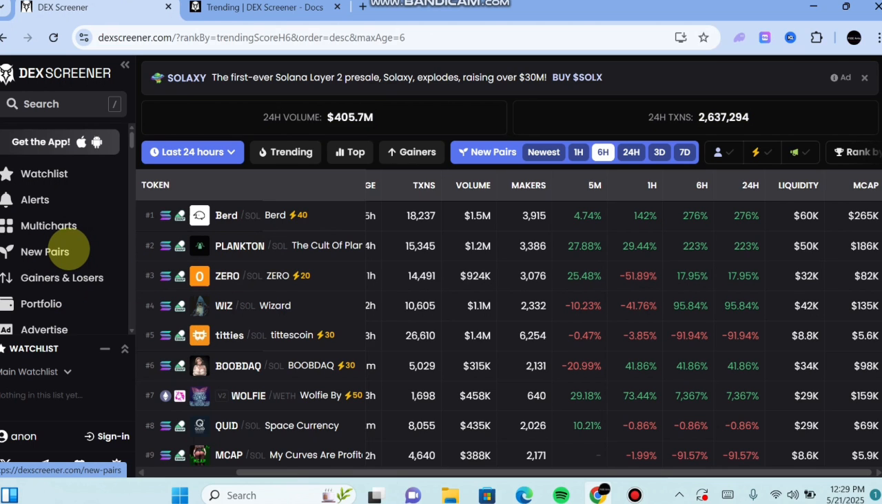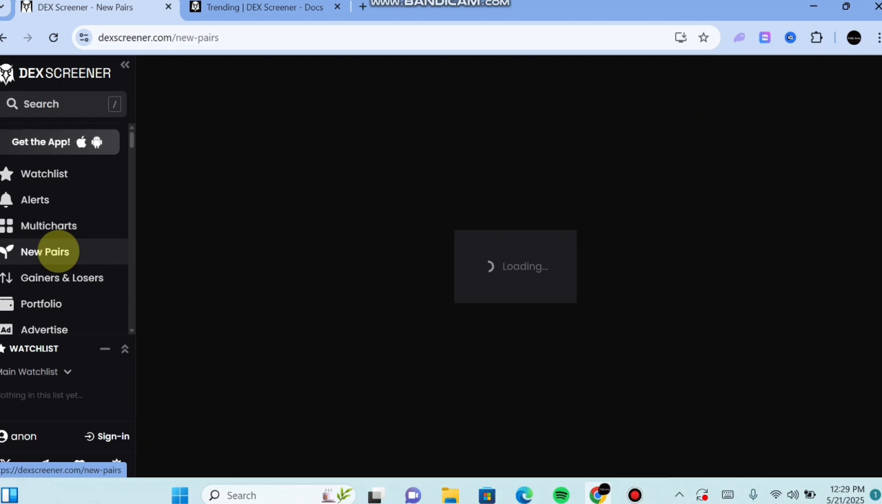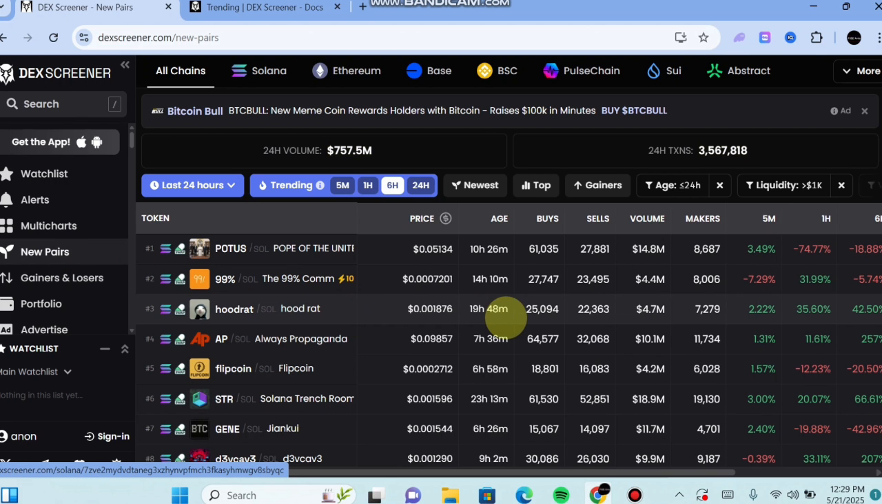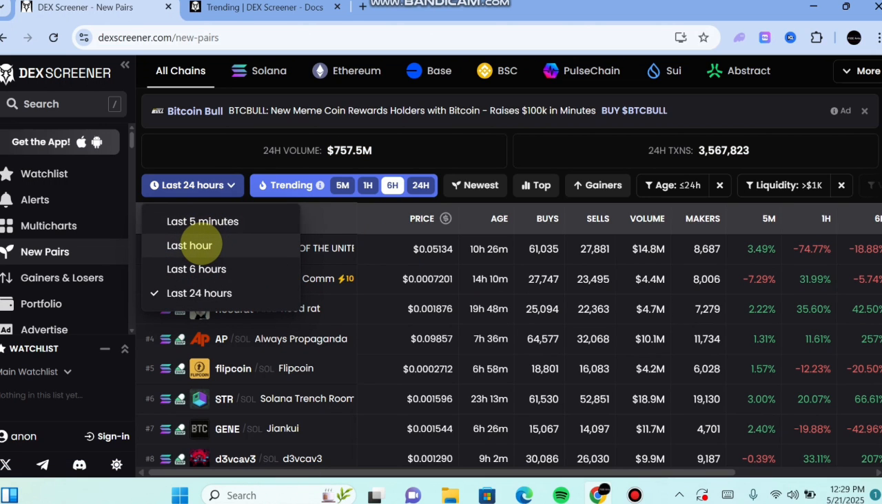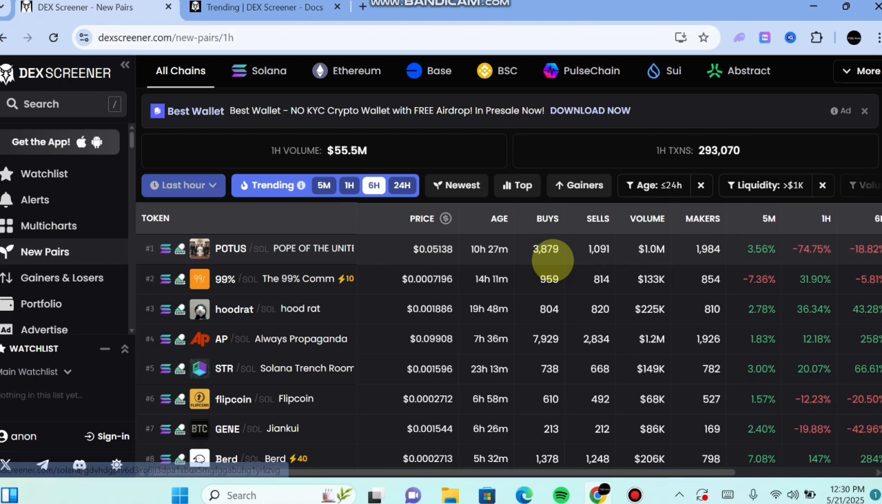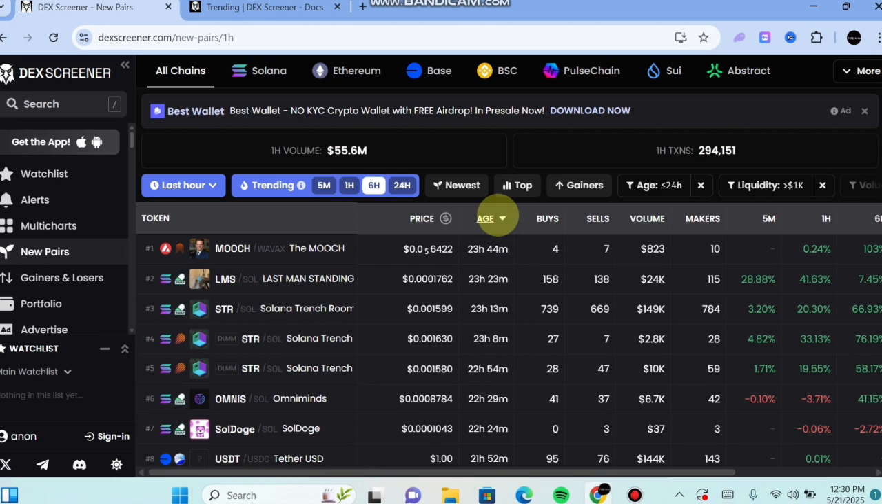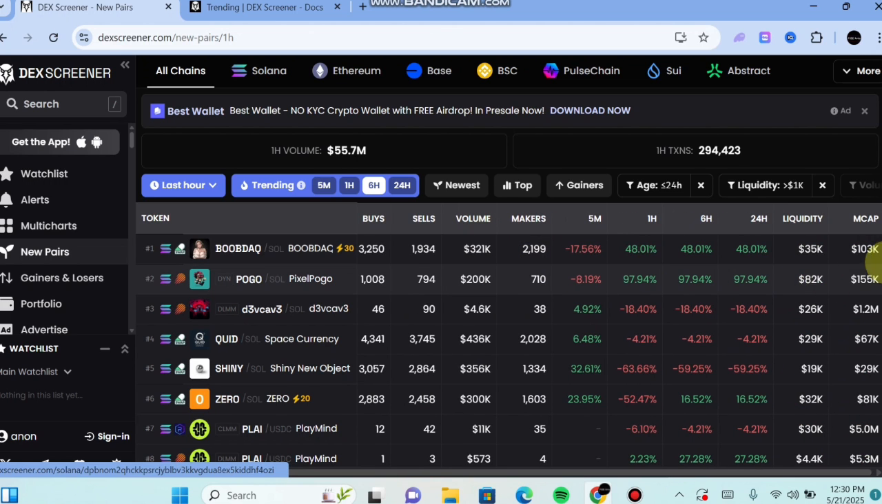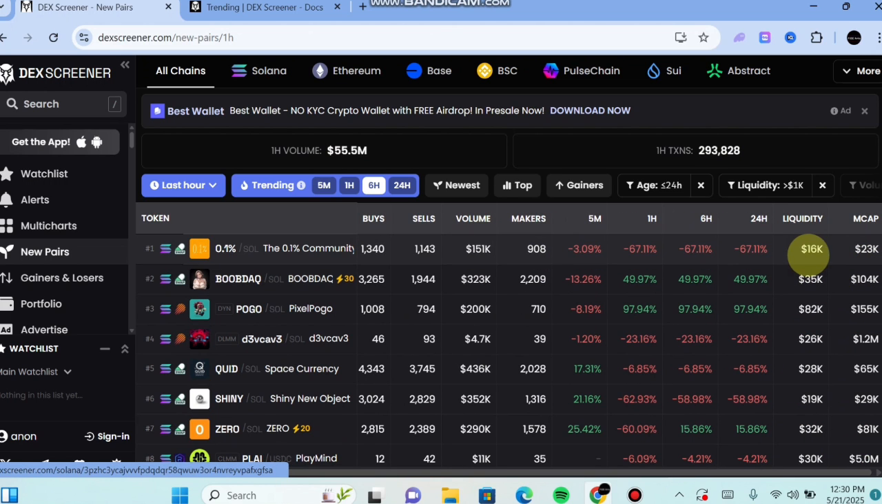Like I said, if you click on the new pairs, it's going to pick up all the newest coins that are being listed on the screener, and as usual you can sort by age. In the last 1 hour you can sort by age, then just wait for it to load. You can see this coin was created about 10 hours ago. If you toggle this to see the most recent, this one was created 19 minutes ago, and here you can see the details, current market cap and other stuff.